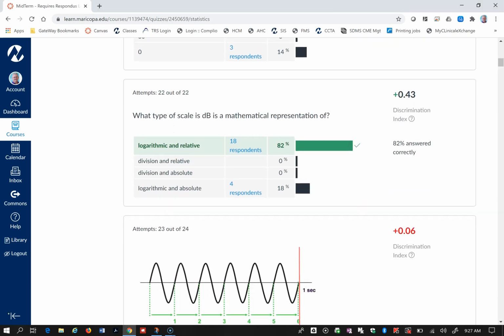Number 3, what type of scale is decibel a mathematical representation of? It is a relative scale and it is a logarithmic scale. So you are always taking the relative values and finding the logarithmic difference between them.